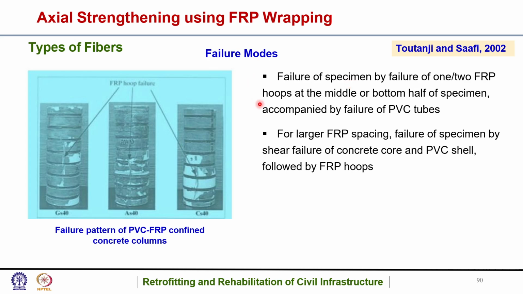So they found that these were basically the failure patterns of PVC FRP confined concrete columns. They found failure of specimen by failure of FRP hoops at the middle or bottom half of specimen, accompanied by failure of PVC tubes, and for larger FRP spacing, failure of specimen by shear failure of concrete core and PVC shell, followed by FRP hoops.